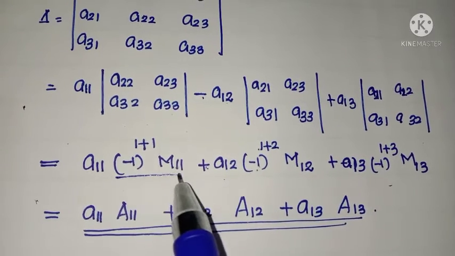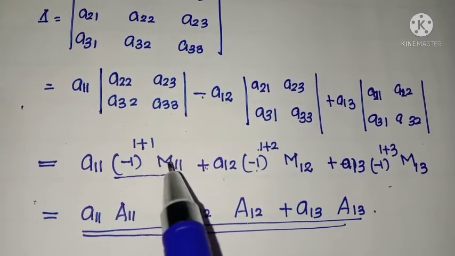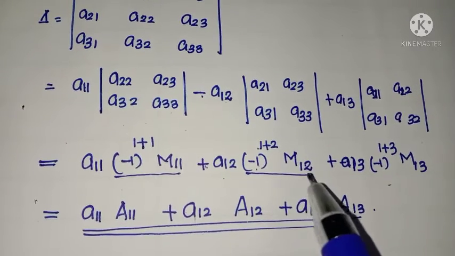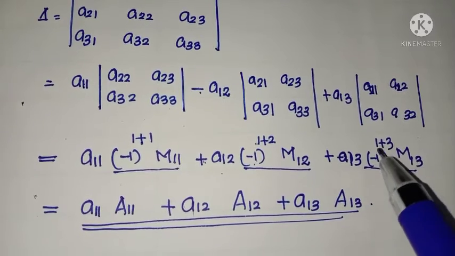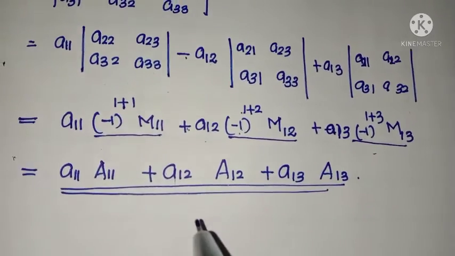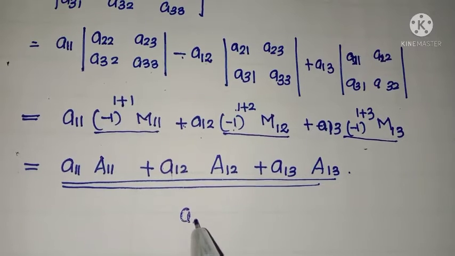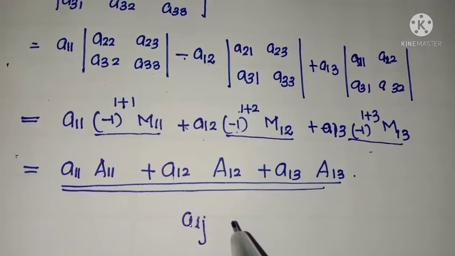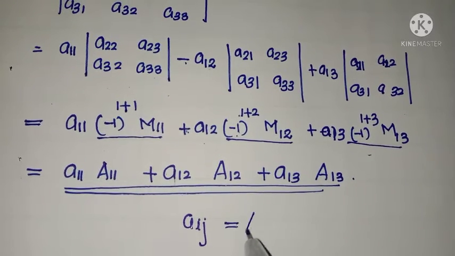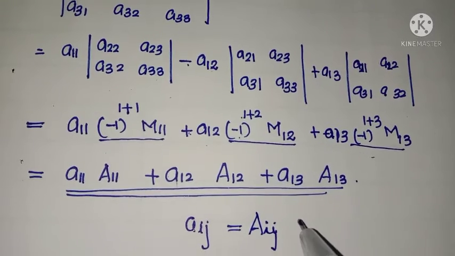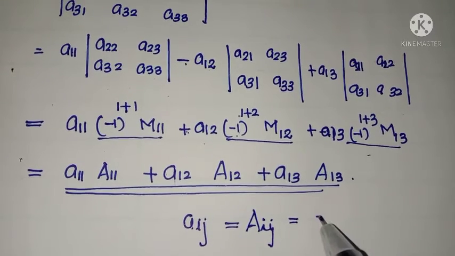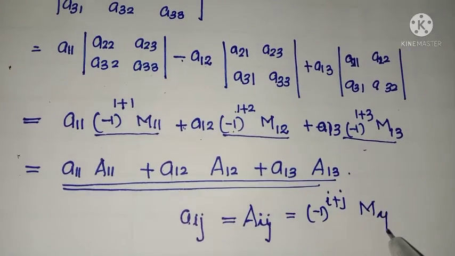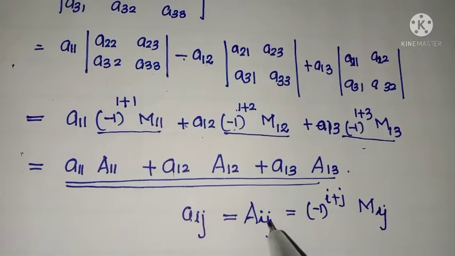Now look at these. Minus 1 raised to 1 plus 1 M11. Minus 1 raised to 1 plus 2 M12. Minus 1 raised to 1 plus 3 M13. Listen, the cofactor of any element Aij is denoted by capital Aij and it is obtained by minus 1 raised to i plus j Mij. This is the formula for obtaining cofactor.